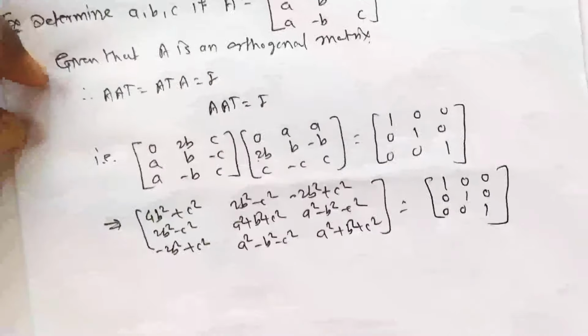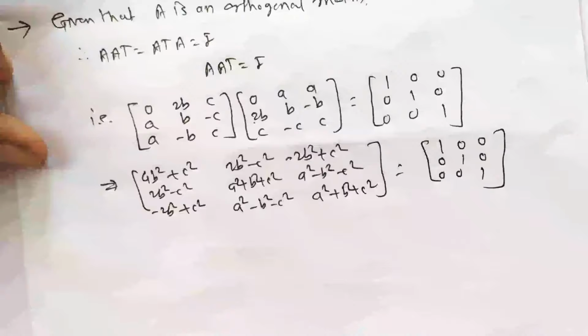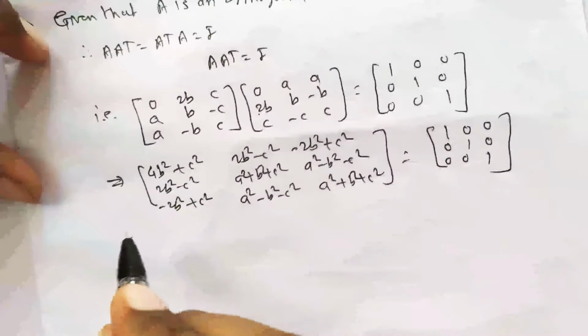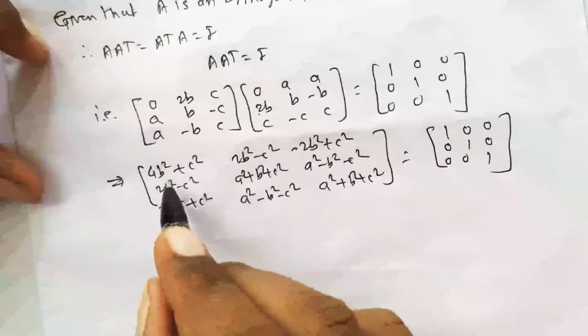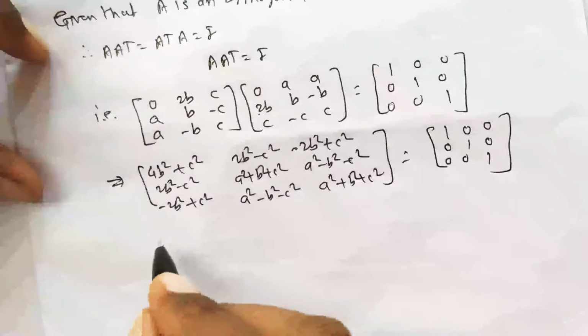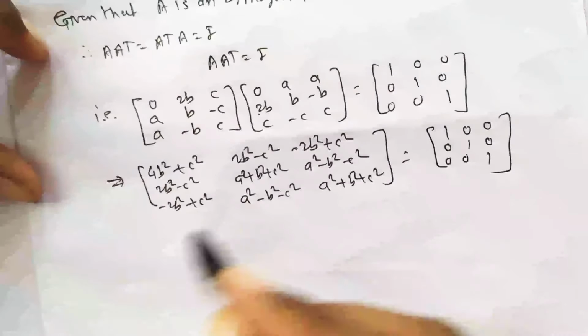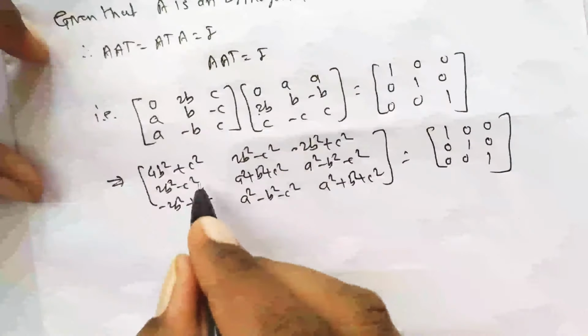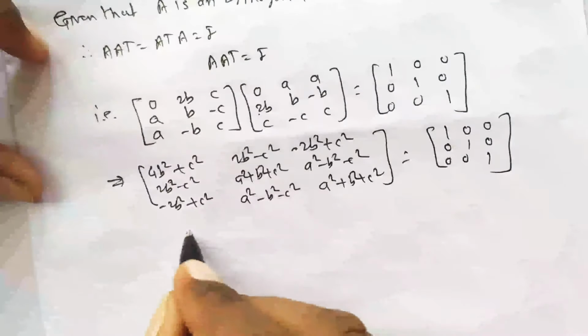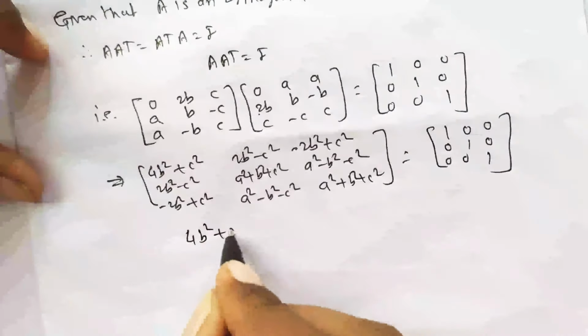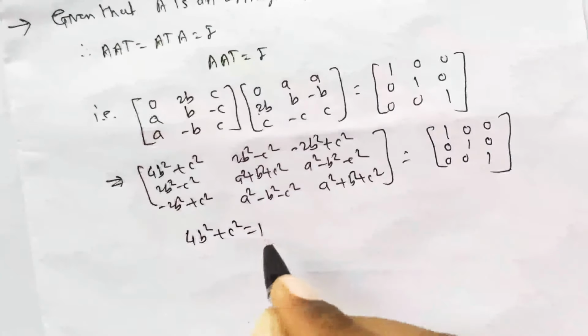This is given in the problem. Now we have to find a, b, c. So for that we want three equations in terms of a, b, c. So how do we write those equations? By equality of matrices, if we equate LHS with RHS, then we will get distinct equations. So here, 4b square plus c square equal to 1. This is one equation.